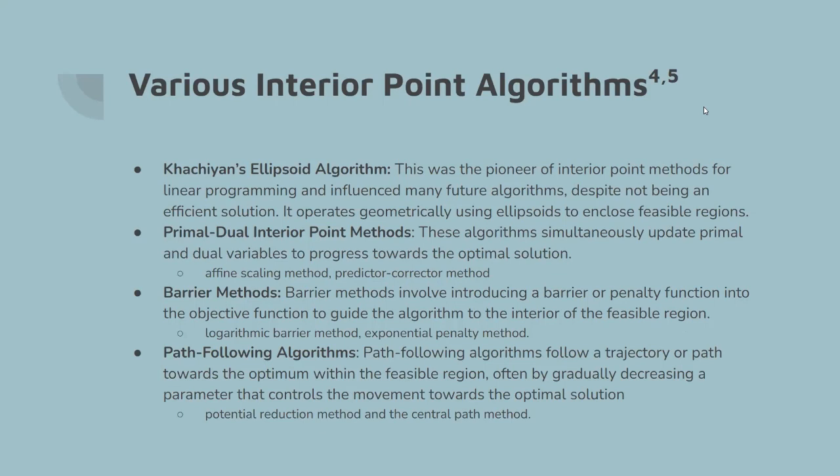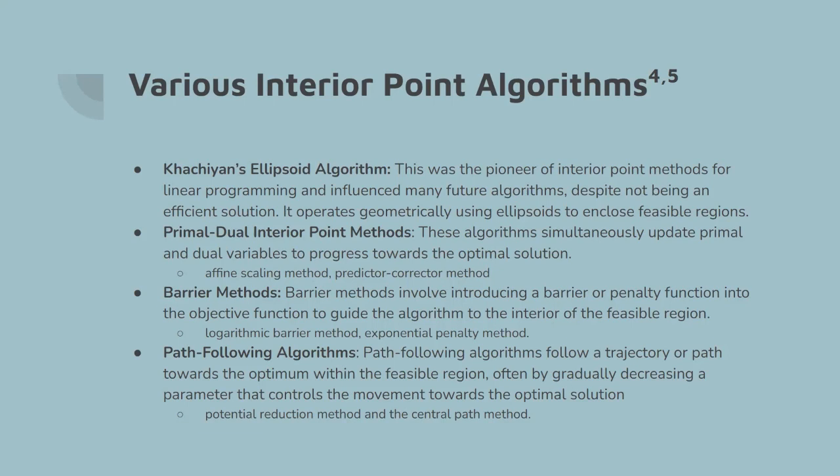So I'll just name a few of the various interior point algorithms and give a short description. The first one I'm going to mention is Khachiyan's ellipsoid algorithm. This was the first ever polynomial-time method for linear programming, and it influenced many future algorithms. It really wasn't an efficient solution, but it was groundbreaking, so I thought that I would mention it. It operates geometrically using ellipsoids to enclose the feasible regions.